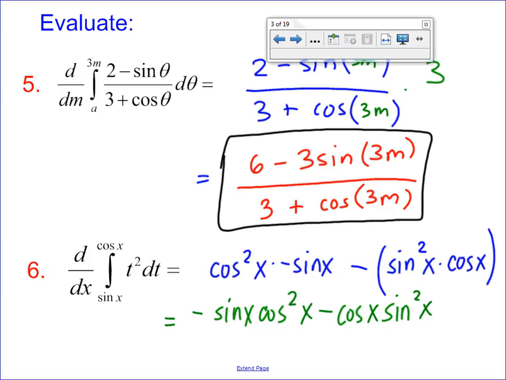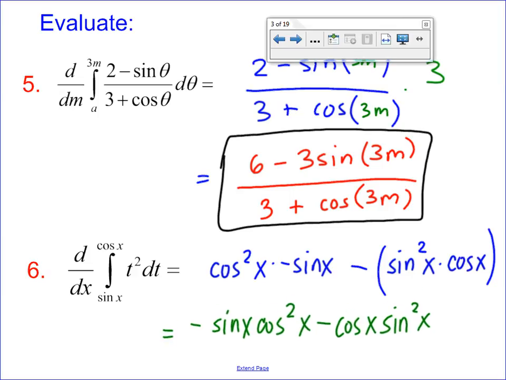Julie, can I pull out a... No, it's not going to help. If I pull out a sine of x, then I still have sine cosine, and then I don't have enough anyhow. So it doesn't really matter. I mean, yes, we could factor a GCF out, but it's not going to give us an identity. So I'm going to leave it like this.